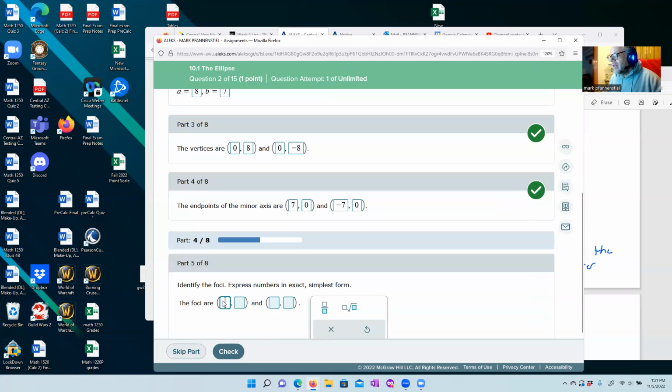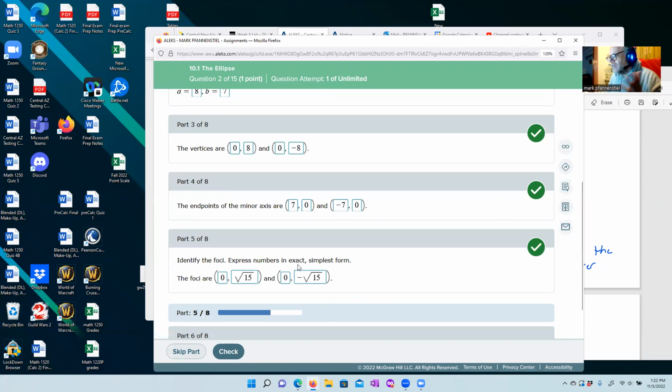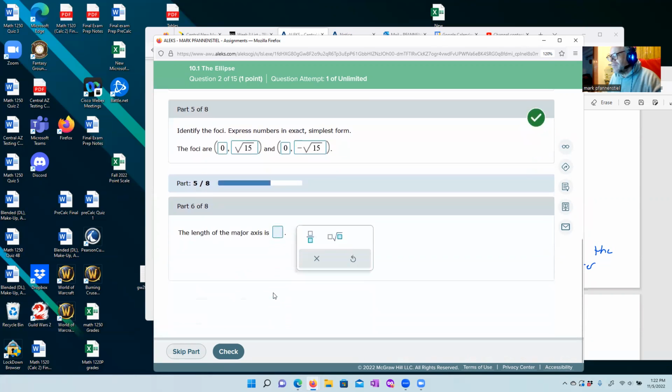Okay, so we have 0, and then we have root 15. Don't use decimals. They prefer root 15. Don't put decimals in there. Just give it to them as root 15, and that's what they're going to want. Okay, so check. So hooray! That's how we go ahead and get our foci. We'll talk about that in a minute for more of that.